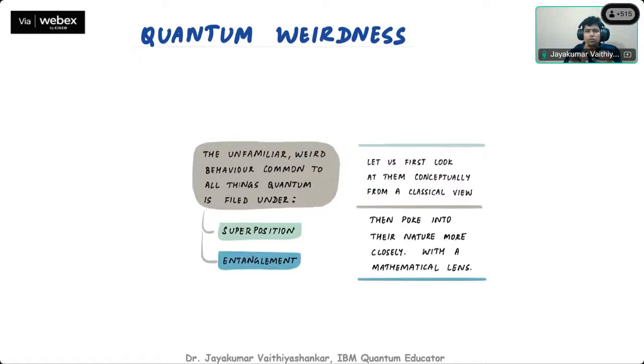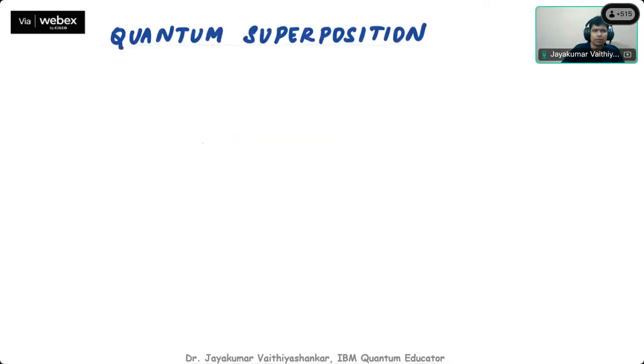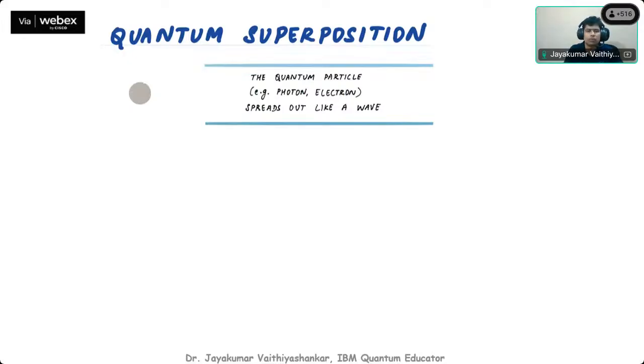So one is superposition and one is entanglement. So we'll refresh basics. These two are fundamental pillars for quantum mechanics. Take an example of quantum superposition. The quantum superposition can happen in any quantum particle. A quantum particle could be photon, electron, ion, or neutron. Any subatomic particle can be called a quantum particle.